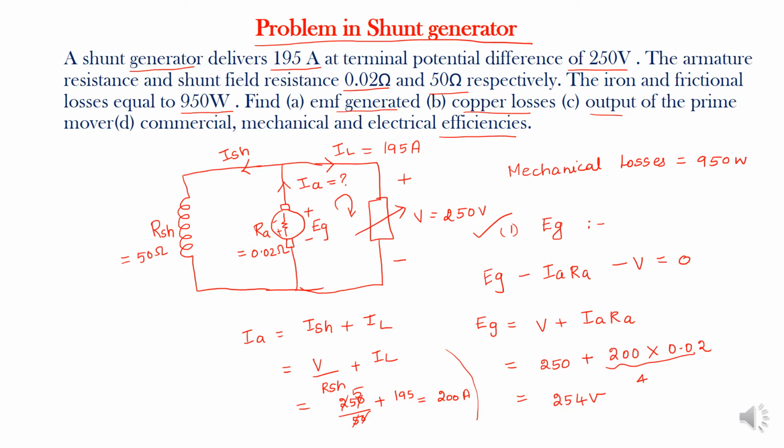Okay, next I am going to find the copper losses. So what are copper losses? Two different types of copper losses occur. Wherever the field winding is there, we are having losses. Field winding is made up of copper. Copper consists of a very small amount of resistance. Here, the shunt field consists of copper. Armature conductors also consist of copper. So two losses are there.